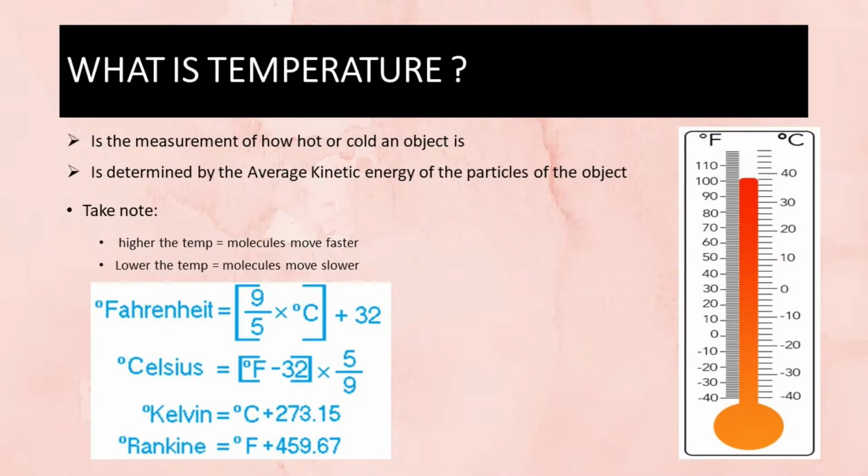What is temperature? Temperature is the measurement of how hot or cold an object is. It is determined by the average kinetic energy of the particles of an object. So we use a thermometer to measure how hot or cold an object is.